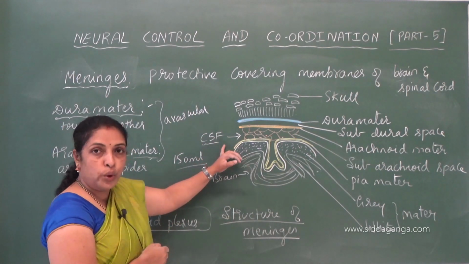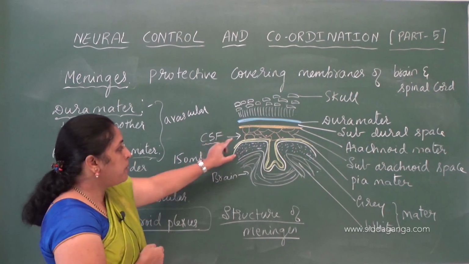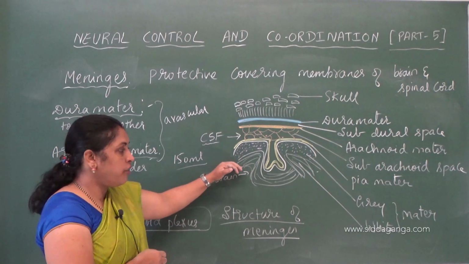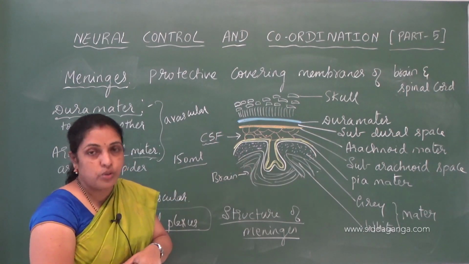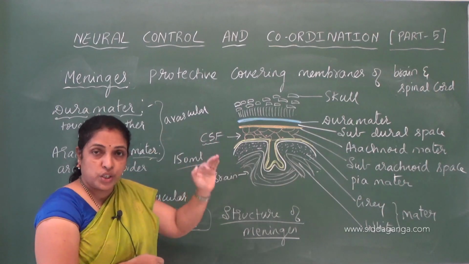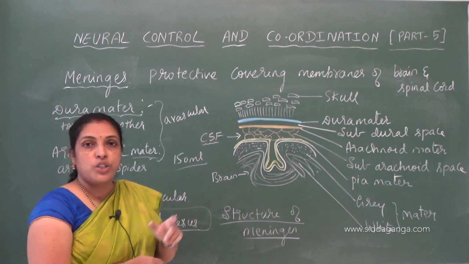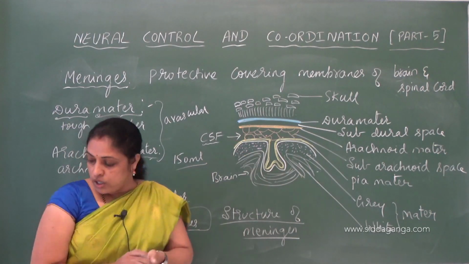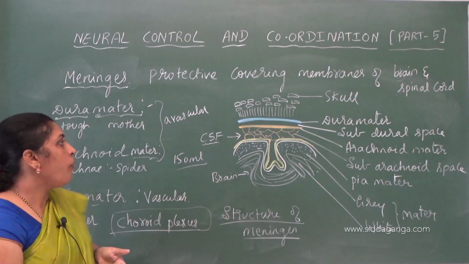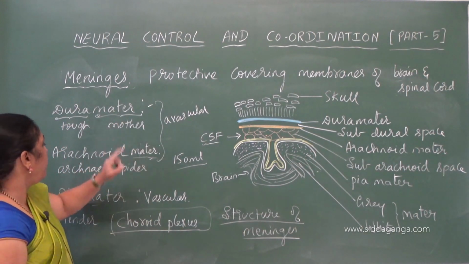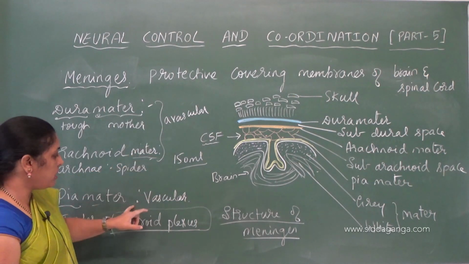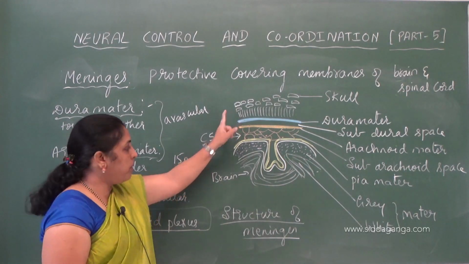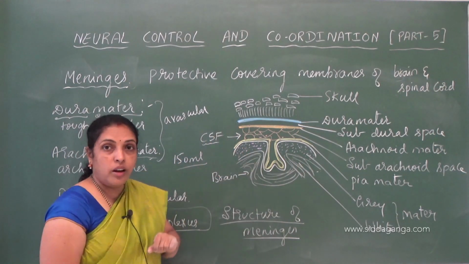This cerebrospinal fluid is produced by the choroid plexus present in the subarachnoid space, acts as a shock absorber, prevents the friction of brain and spinal cord against the bones, and also provides a medium for the exchange of food materials and excretory products and other substances between the blood and the nerve cells. Next, remember: dura mater and arachnoid are avascular, whereas pia mater is vascular. Dura mater is attached to the skull and vertebrae, whereas pia mater is attached to the brain and spinal cord.